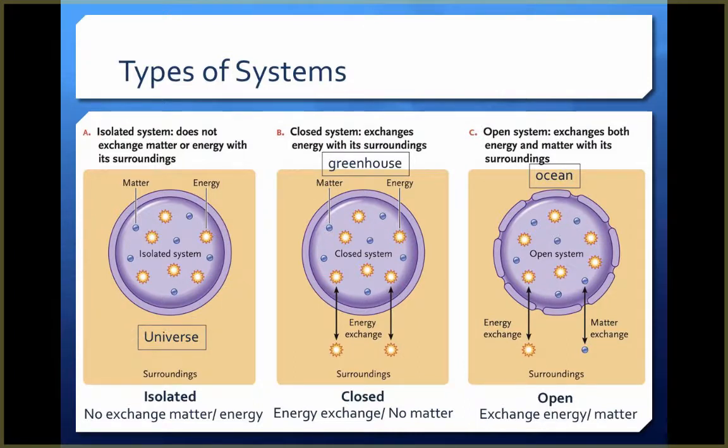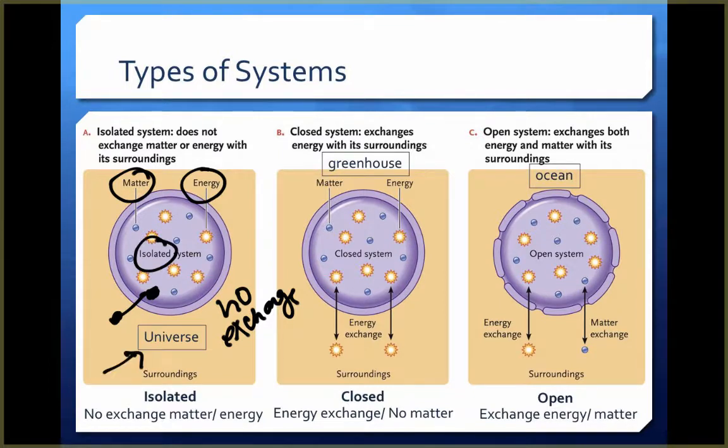So when we look at here, an isolated system, basically, what do you notice here? We have matter, the little blue circles, and energy, which looks like little suns. And what do we notice about inside between the system and the outside? There's no exchange. Everything stays within the system. That's an isolated system. An example of this is the universe. All the energy in the universe remains constant, which tells us since it's remaining constant, we're not losing anything, that essentially the universe has to be an isolated system.